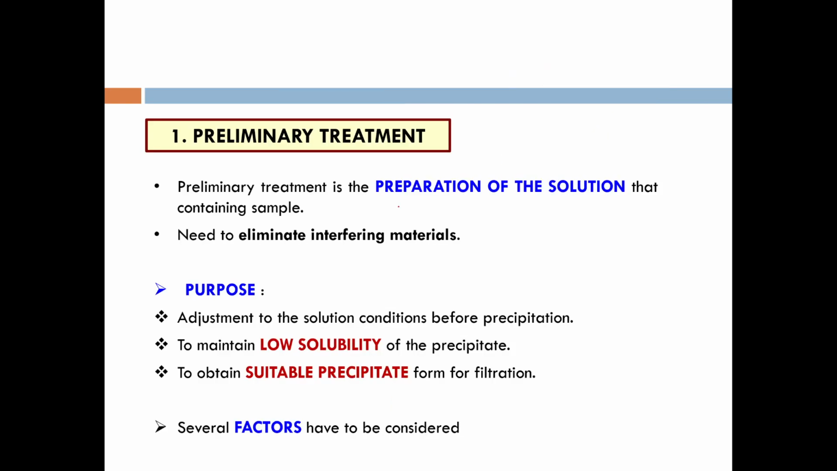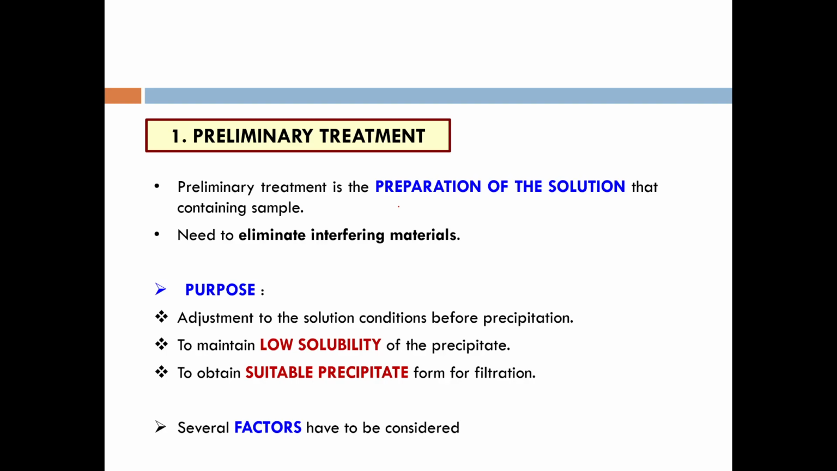So what is the preliminary treatment? Preliminary treatment is the preparation of the solution that contains the sample. We need to prepare the sample and eliminate the interference material, also known as the impurities. When we produce the solution, sometimes the impurities will be present in the solution.